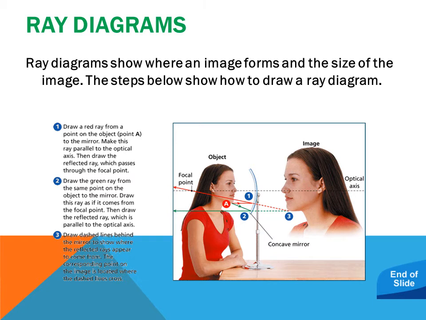So let's draw dashed lines or dotted lines like this and join them, and we can find the image there at that point where these two lines meet. So these are the 3 steps to draw ray diagrams.